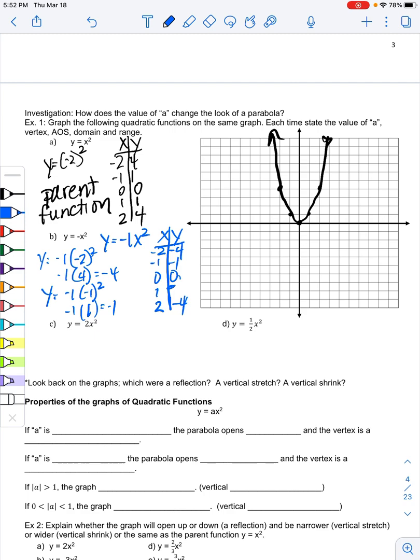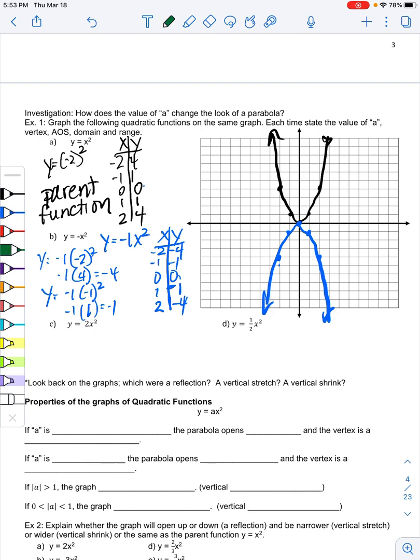Okay, so notice up here, my vertex was 0, 0, and then on each side I had a 1 and then a 4. Your points are going to mirror around that vertex. The vertex always needs to be in the middle. So to plot these points, I have 0, 0, -1, -1, -2, -4, 1, -1, and 2, -4. So this one is basically the same shape as our parent, but it's been reflected.